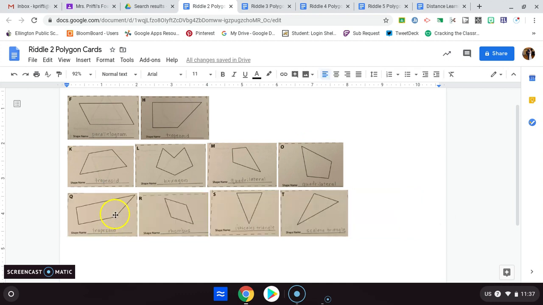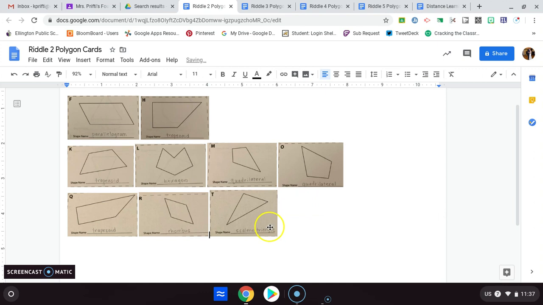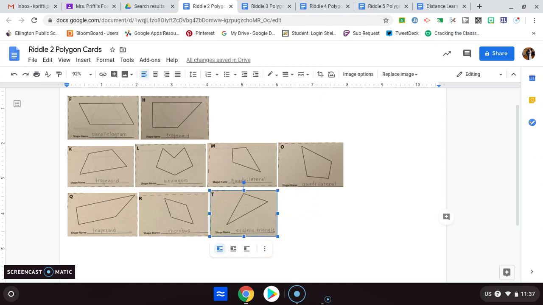This trapezoid has an obtuse and acute, but it also has 90. So I'm wondering, it says my polygon has obtuse and acute angles, so I think we can keep it for now, because it does have acute and obtuse. It didn't say anything about 90 yet, so maybe another riddle clue will get rid of these or keep them. This rhombus has acute and obtuse. The isosceles triangle, all acute, and scalene's all acute. I'm realizing all triangles have only acute angles or right angles and acute so far.